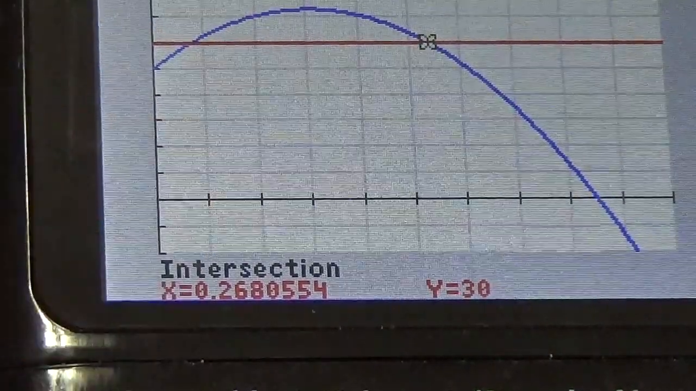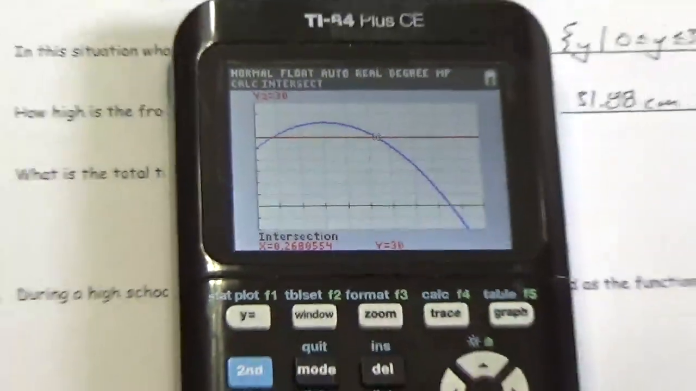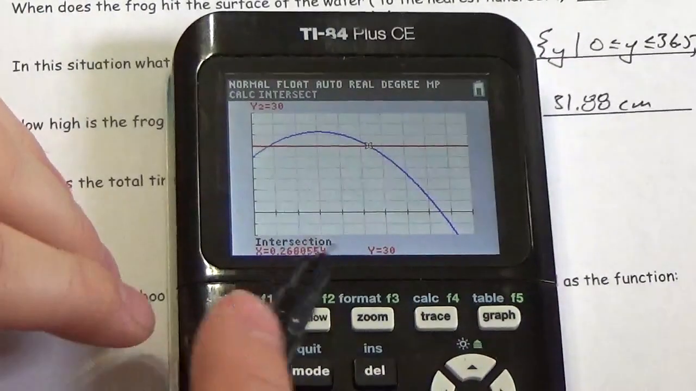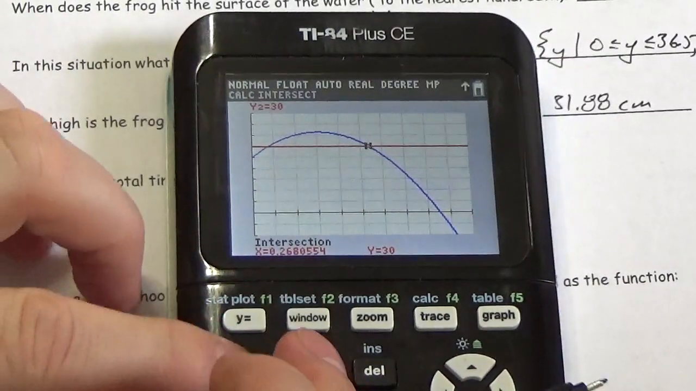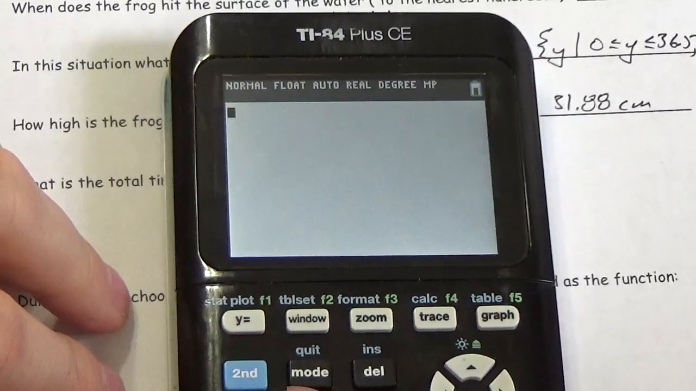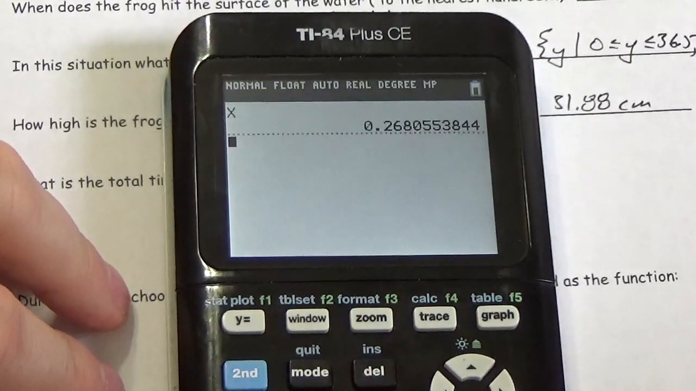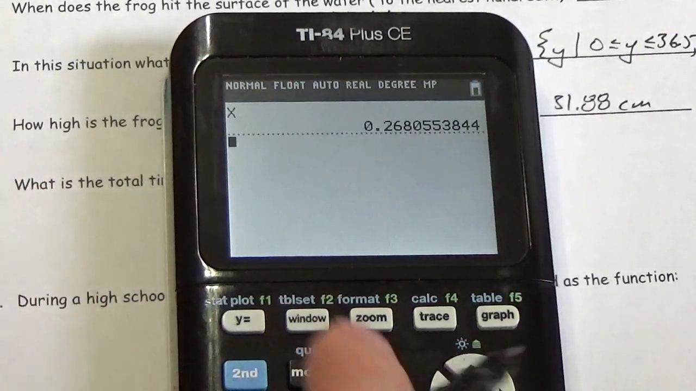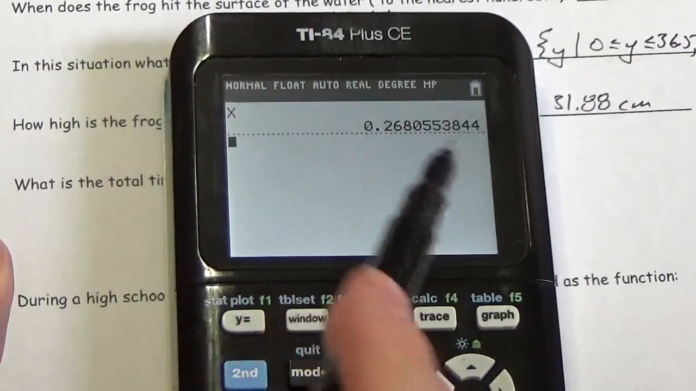Now, what I'm going to do here is instead of writing that number down, I do need that number, but instead of writing it down, I'm going to quit. And I'm going to press X and enter. And so now I've got this number sitting right there.